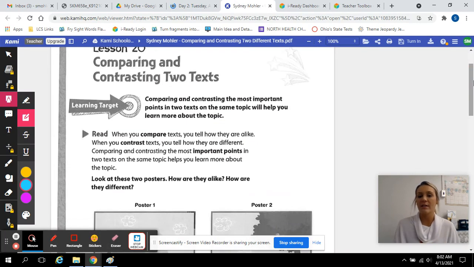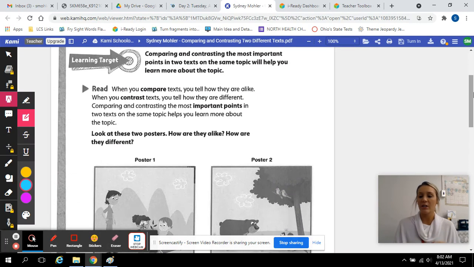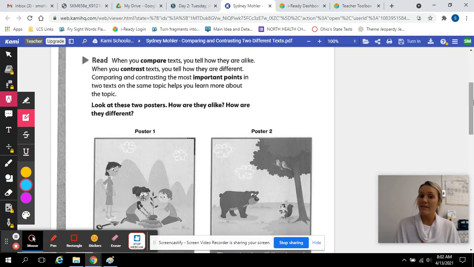So, comparing and contrasting two texts. I'm just going to go over again what I just went over. When you compare texts, you tell how they are alike. When you contrast texts, you tell how they are different. Comparing and contrasting the most important points in two texts on the same topic helps you learn more about the topic. So by comparing and contrasting, you're going to better understand the topic.